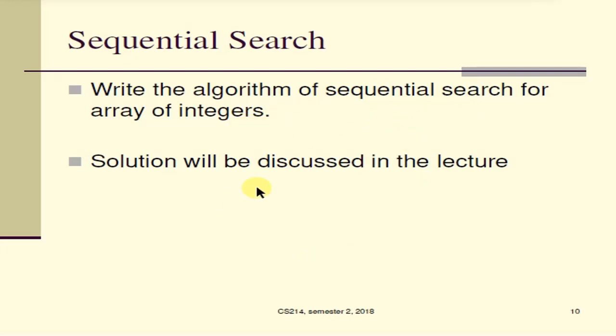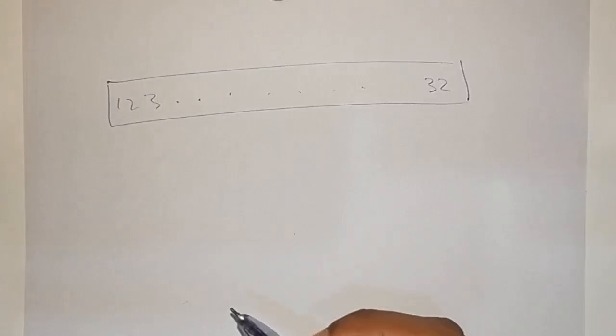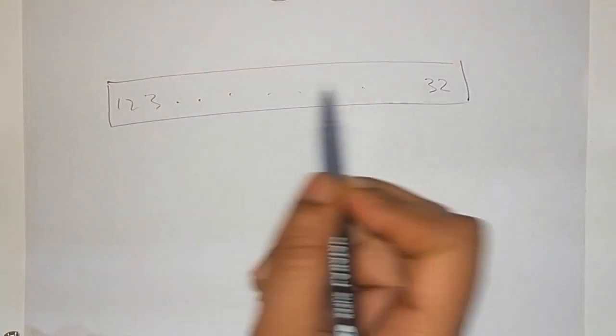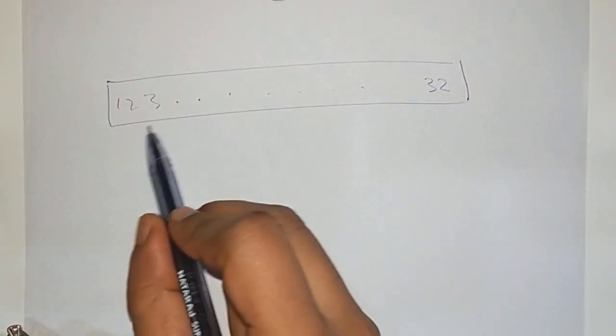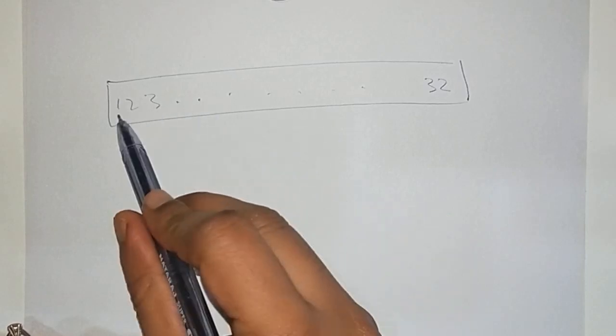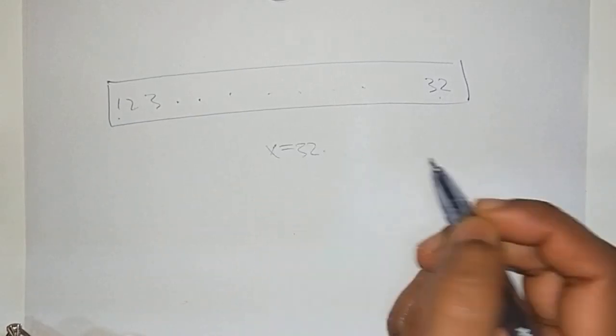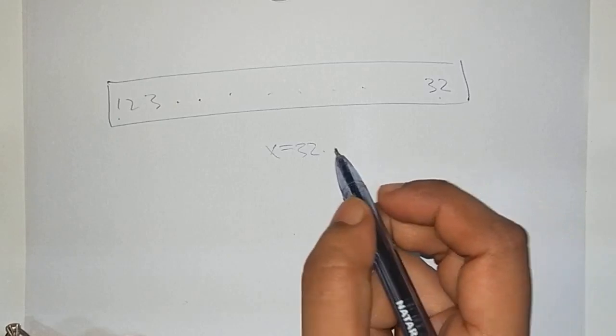Right? So let's discuss that on paper now. Let's look at the same example, but then use the sequential search approach. Let's say we have the sorted list or sorted array, and we have these numbers from 1 to 32, and we're looking for the number 32. How would this search go?